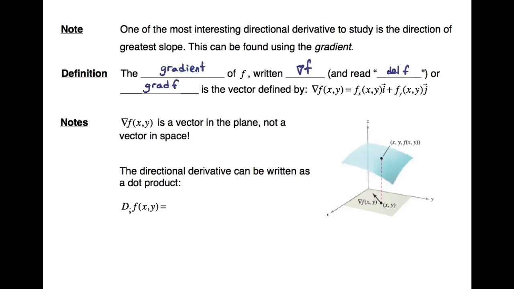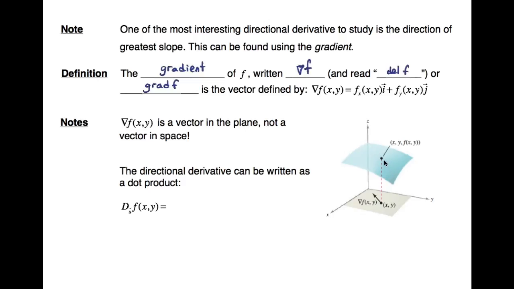del f equals fx times i plus fy times j. Del f is a vector in the plane, not a vector in space. So this gradient points in the direction of greatest slope, but it is a horizontal vector. We can see an illustration here. We'll see maybe a better illustration on the next slide.